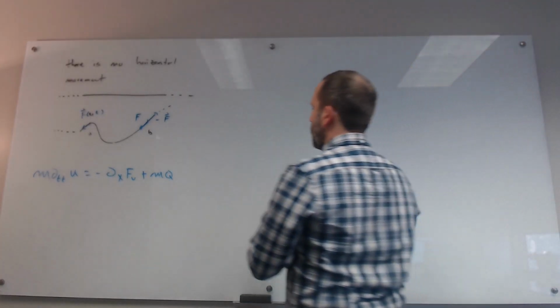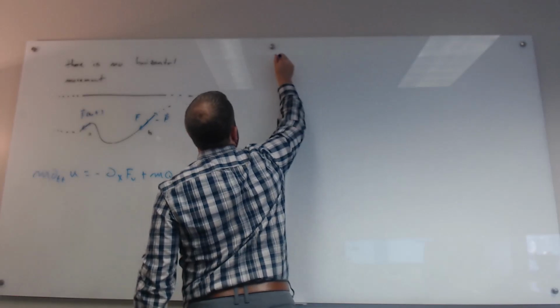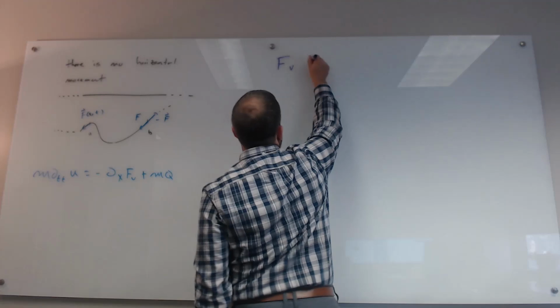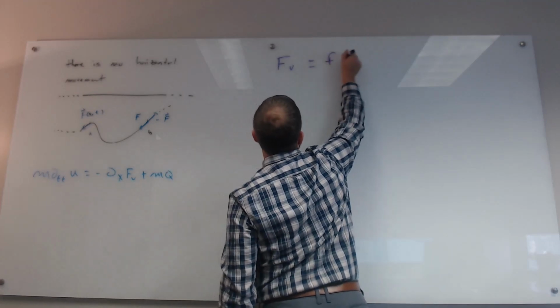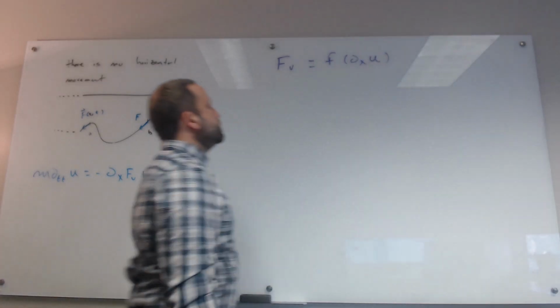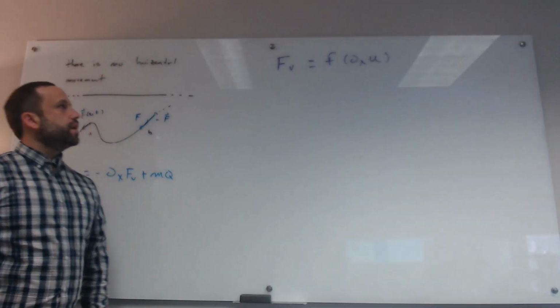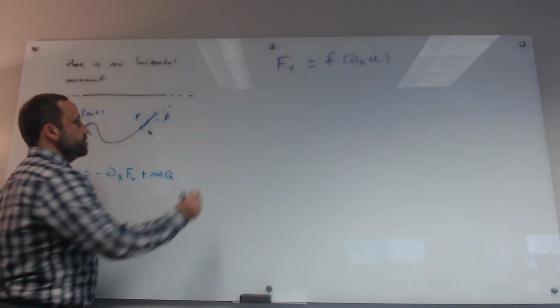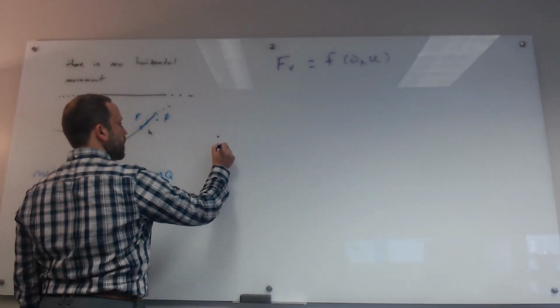f sub v, my claim, and I'm not going to justify this too much, is that this is a function of the x derivative of u. So let me explain why that might be true. Let's think about this point here, A.